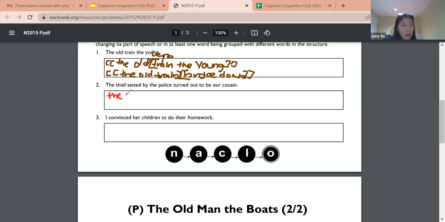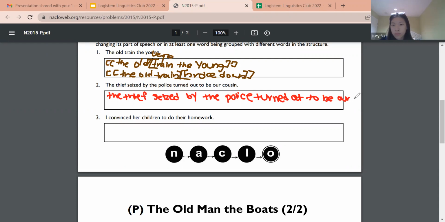So the thief seized by the police, and let's just add something. So we're gonna put brackets around the whole thing, and then we're gonna put the thief into a separate bracket and then start a new one by seized.